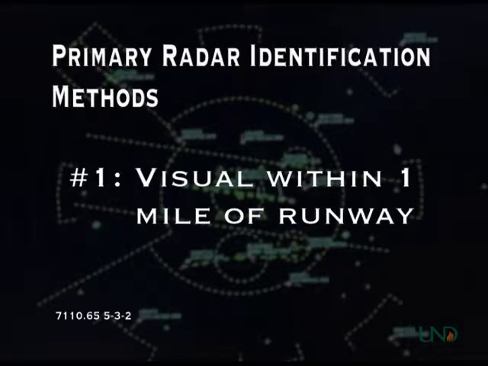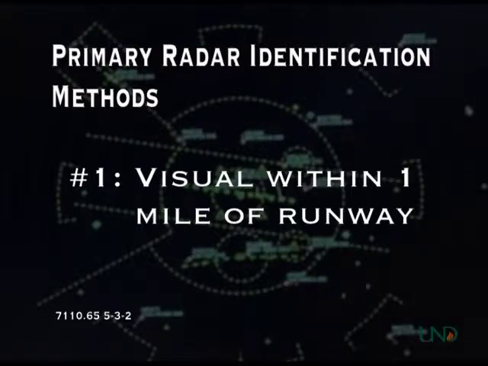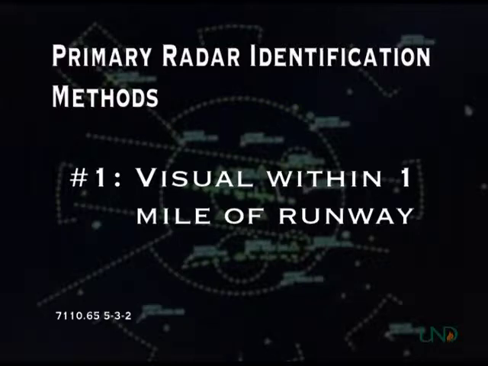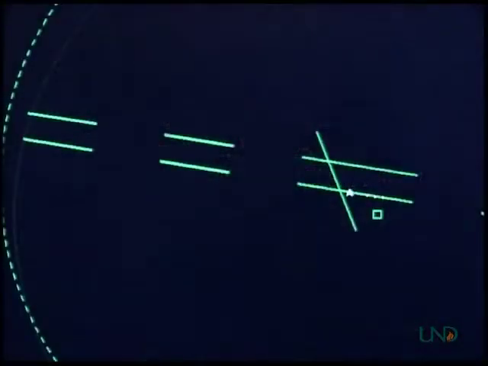The first primary radar identification method is observing a target within 1 mile of the departure end of the runway. This method is only valid if receiving a rolling call from the control tower. If a rolling call is not received, then another radar identification method must be used. In this example, Northwest 185 is departing from Academy Airport. The tower makes a rolling call to departure.